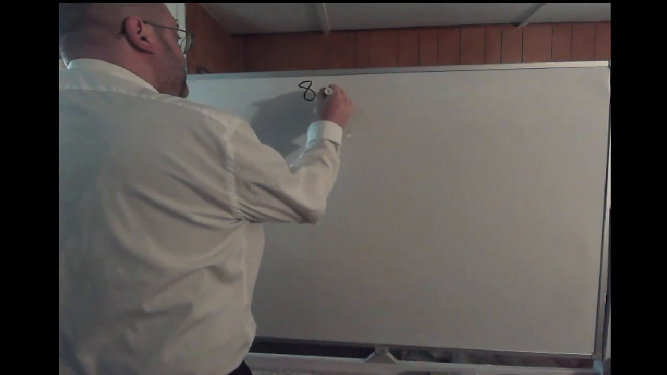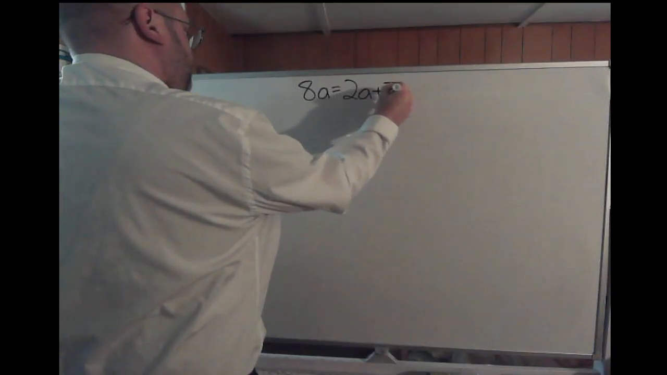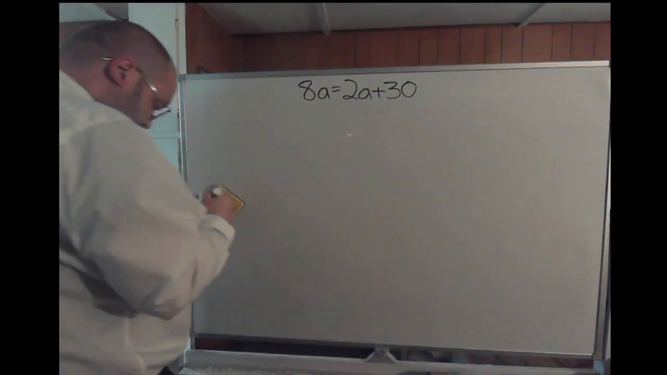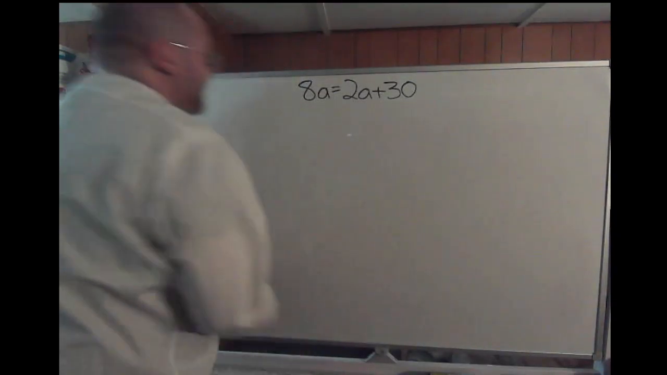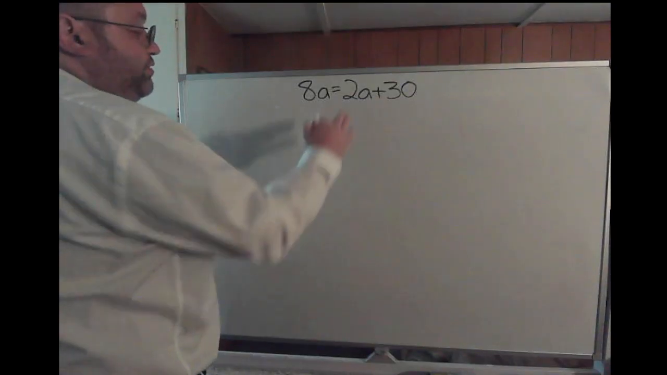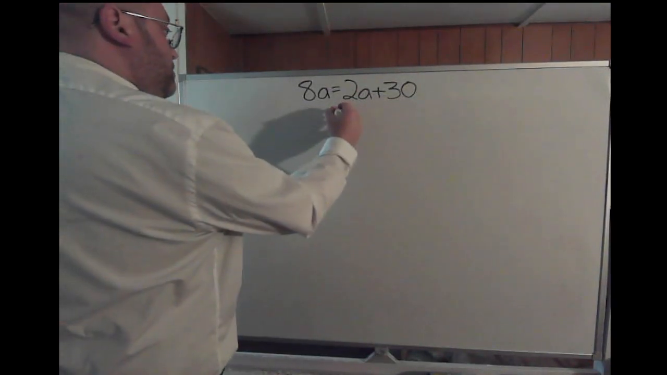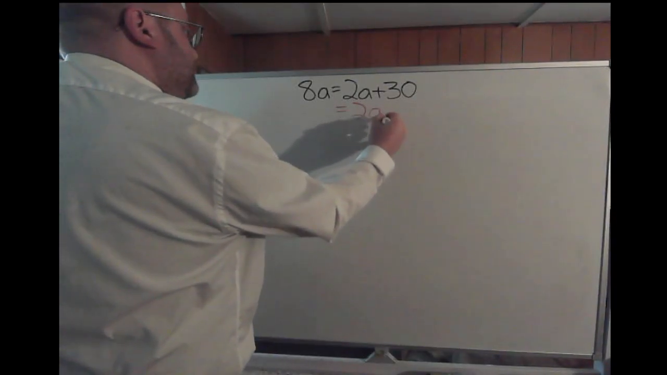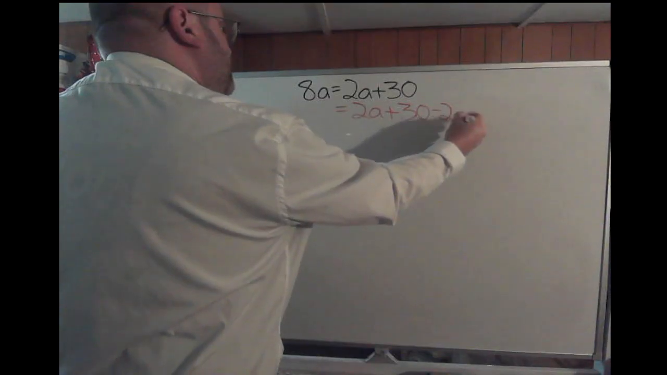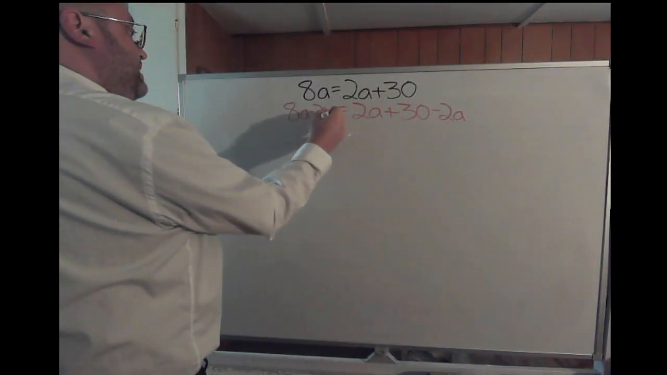8a equals 2a plus 30. Alright, 8a equals 2a plus 30. Well, once again, what I would recommend, get rid of the variable from the right hand side. So we're going to take that 2a plus 30, we'll subtract 2a in order to get rid of the variable. But if we've done it to the right, we've got to do it to the left. So you have to take 8a minus 2a on the left.